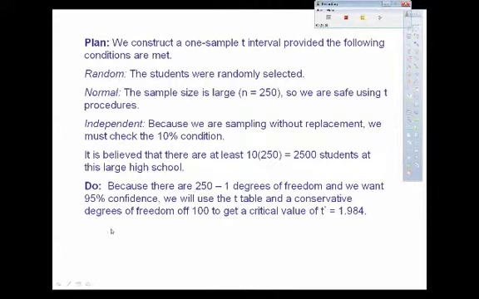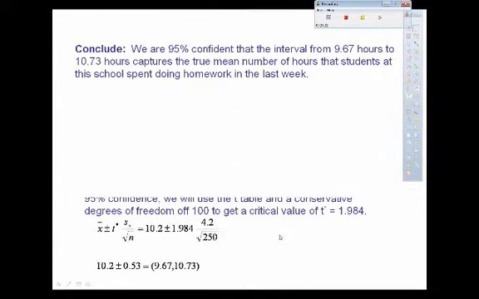x bar plus or minus t star times the standard deviation of x over the square root of n. So 10.2 plus or minus 1.984 times 4.2 over the square root of 250. And when we work this all out, we get an interval of 9.67 to 10.73. So there's our interval, between 9.67 and 10.73.